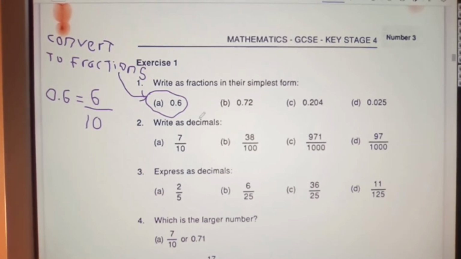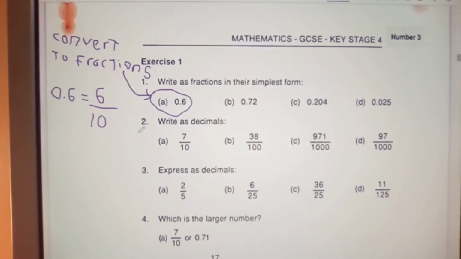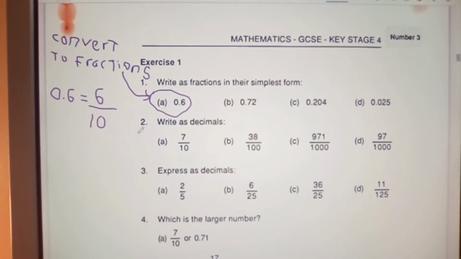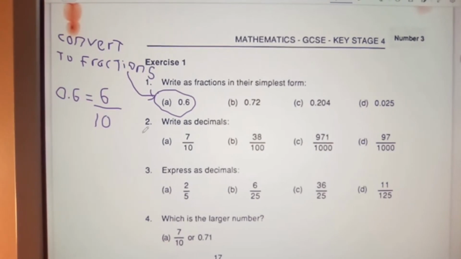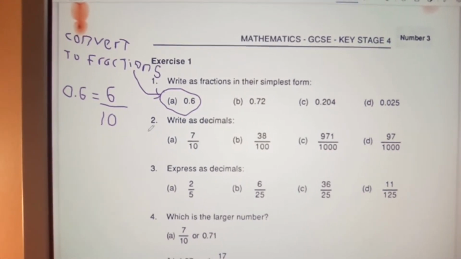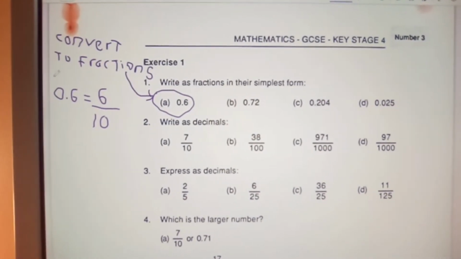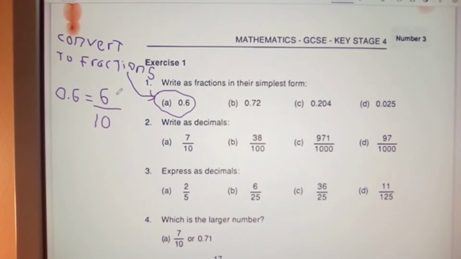Now, we need to bring this to its simplest form, okay? So what are we going to do? Well, the first thing we're going to look at doing is dividing the top and the bottom by 2. Okay, so let's see if we can do that. We divide top and bottom by 2, so let's put that into place.